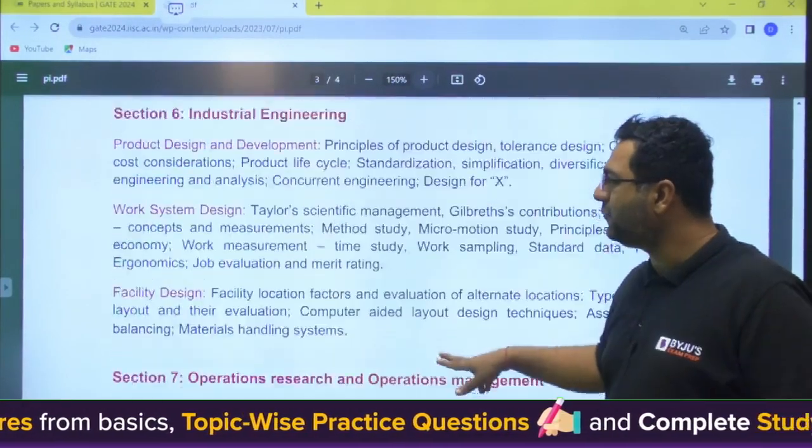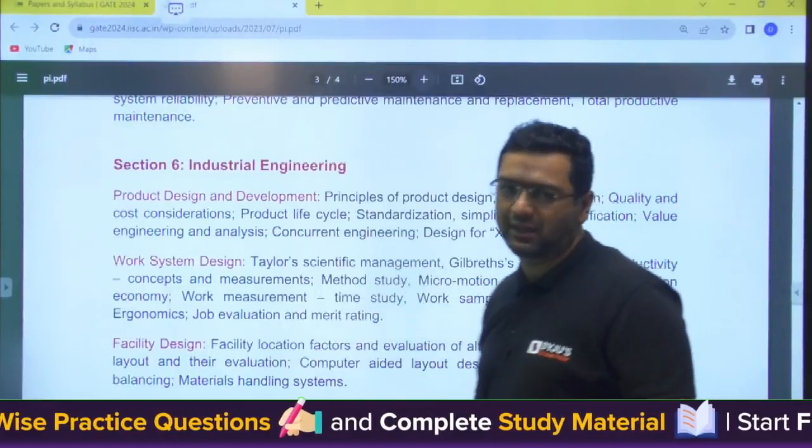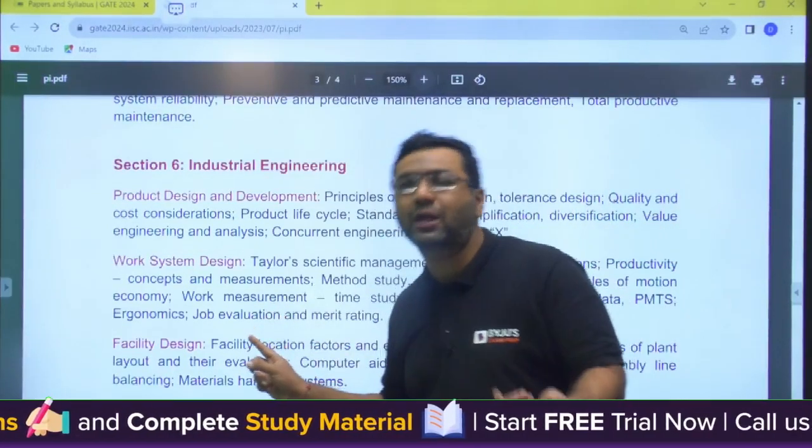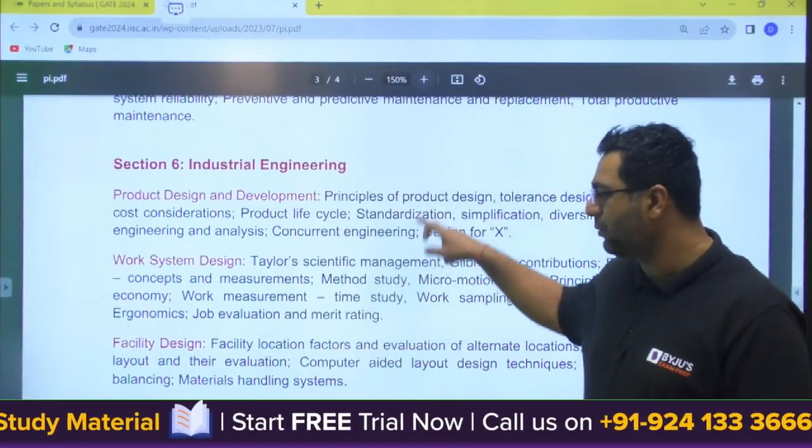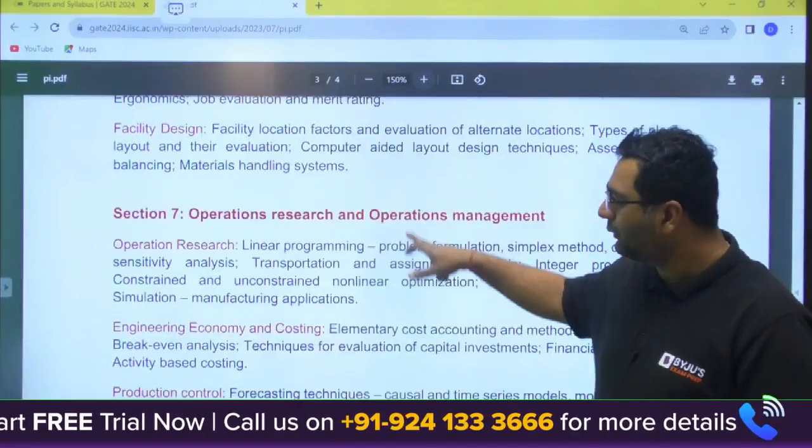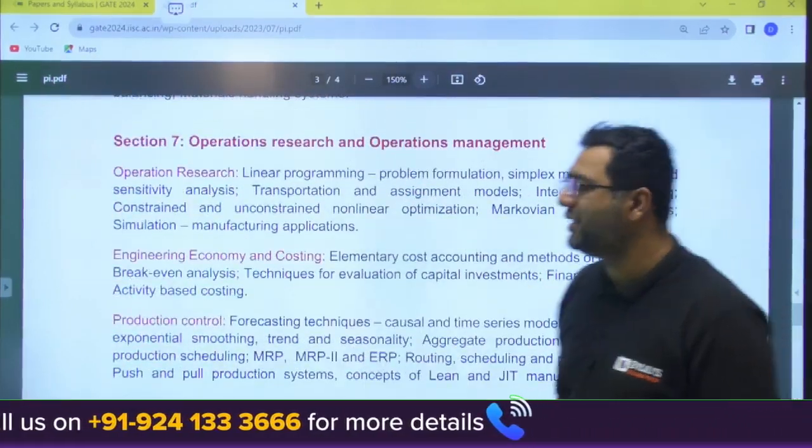So, but my dear, they are not coming in GATE mechanical. They are not an important part of industrial from GATE mechanical. Okay. Then operation research and operations management.